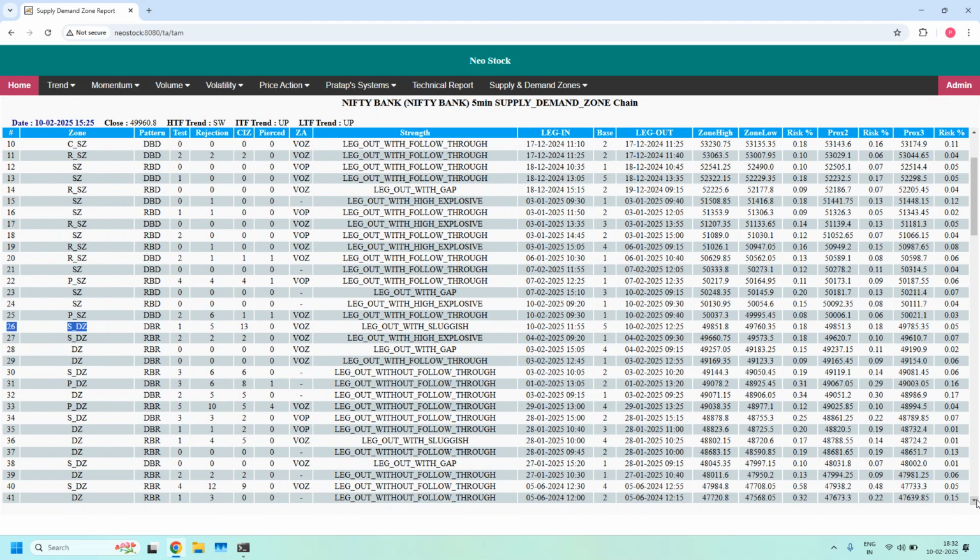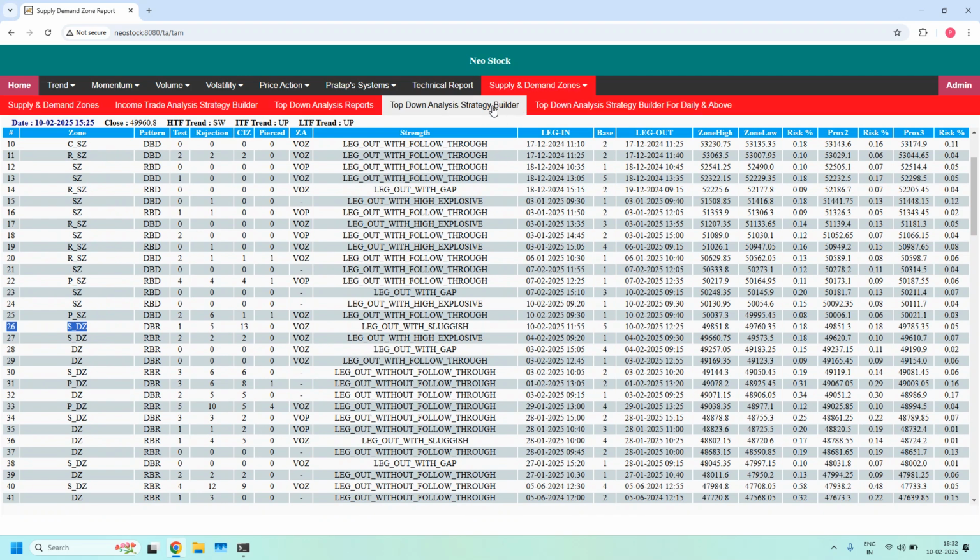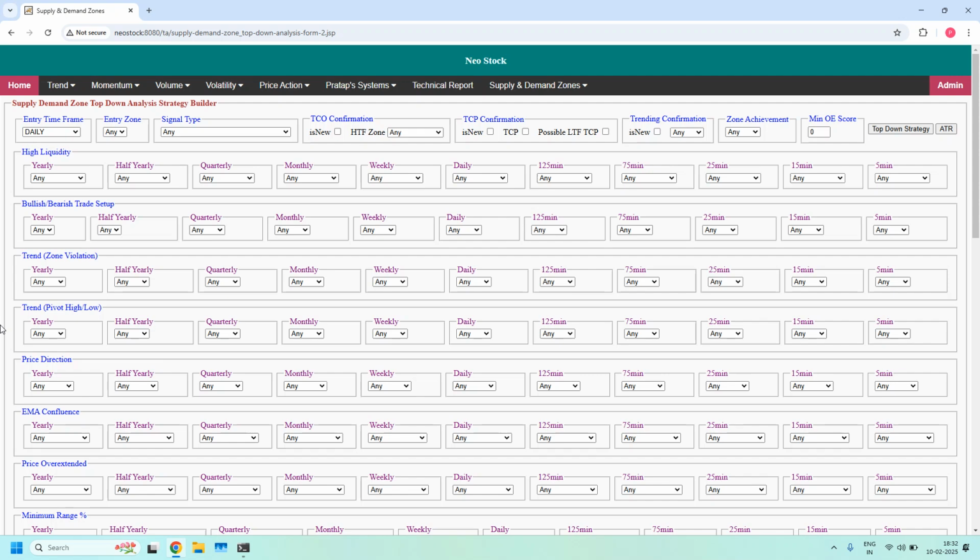And the next set of reports are about bullish and bearish trade setups for monthly, weekly, daily and hourly income trades. Let me start with the bullish trade setup monthly income trade. So entry time frame is daily. Entry zone should be demand zone for bullish trade setup. And in bullish or bearish trade setup, for entry time frame daily, I am selecting bullish.